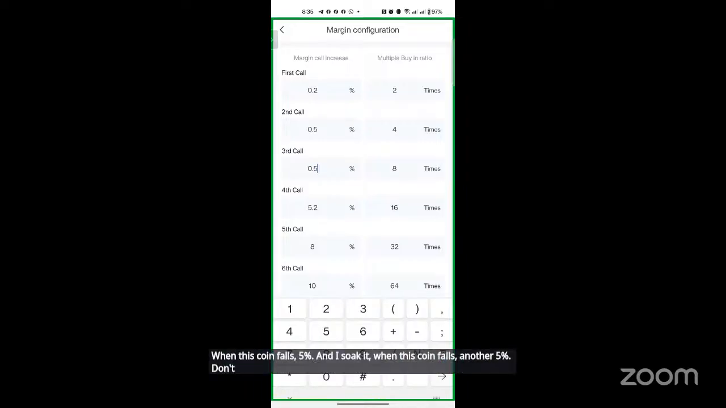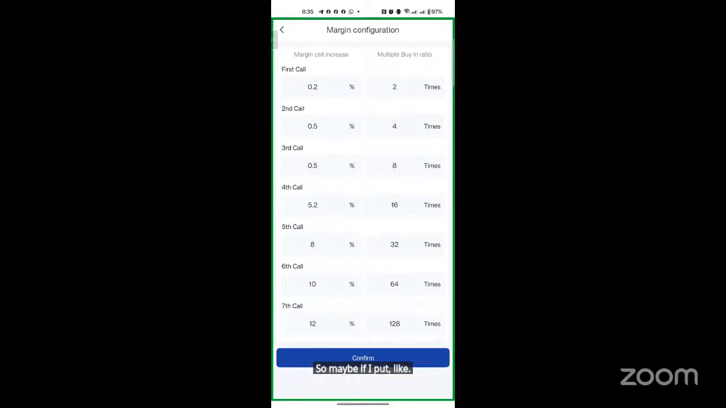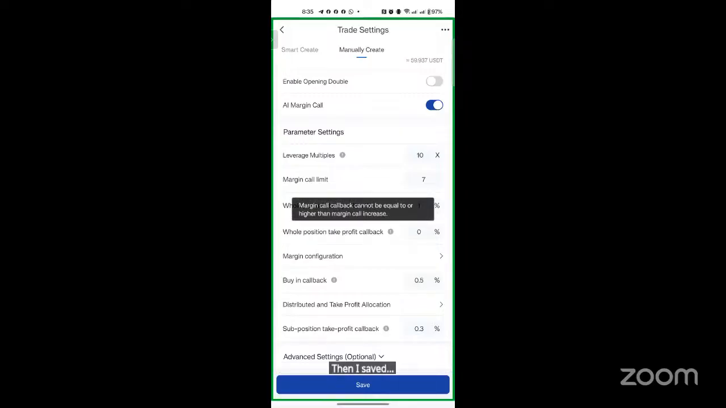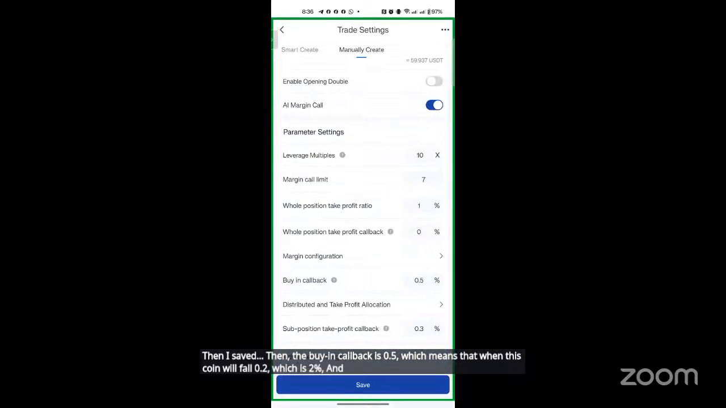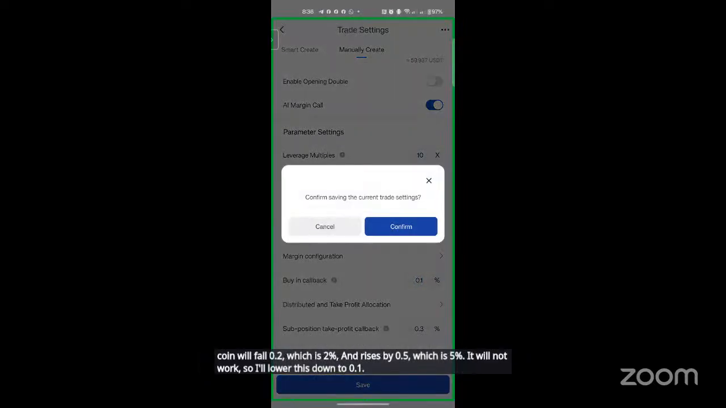Don't forget, in futures, coins fall big very fast. Am I giving you understanding? So don't put very small drops. Maybe if I put like 3, let's see what will happen. Then I save. The buy-in callback is 0.5, which means that when this coin falls 0.2, which is 2%, and rises by 0.5, which is 5%, it will not work. So I'll lower this down to 0.1. Then I confirm.